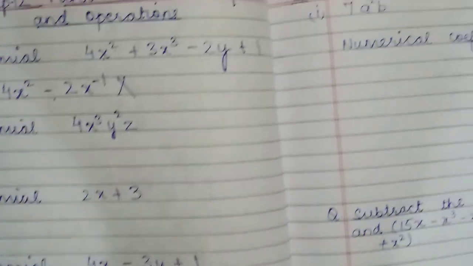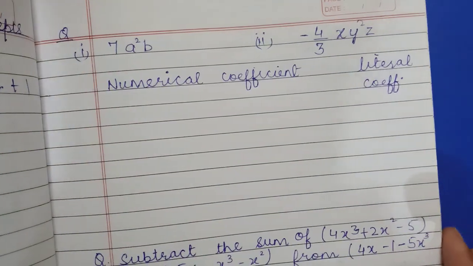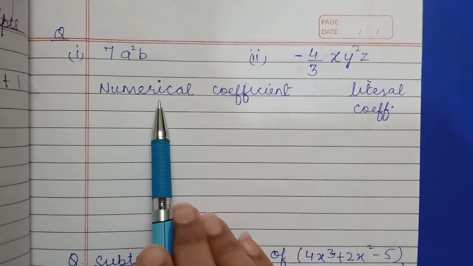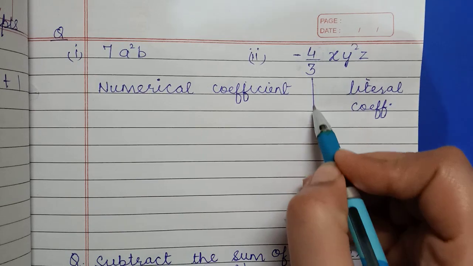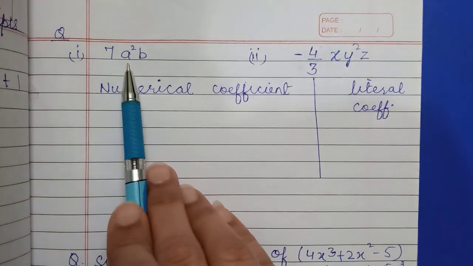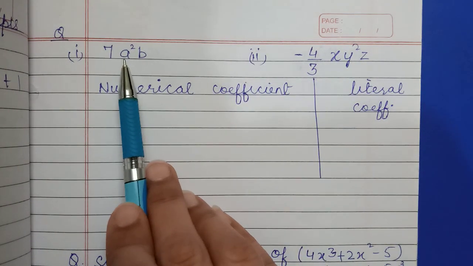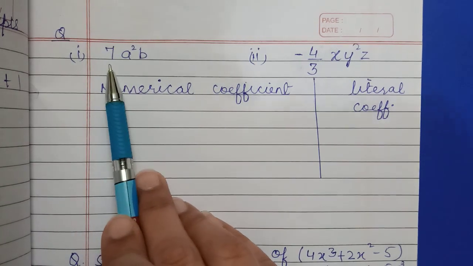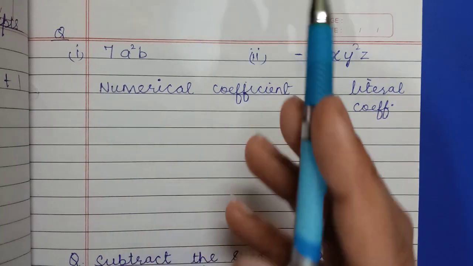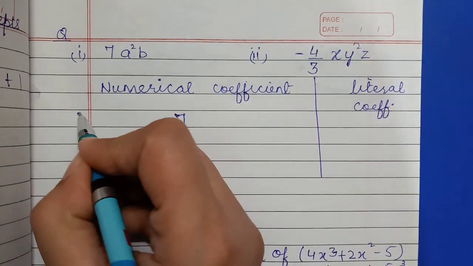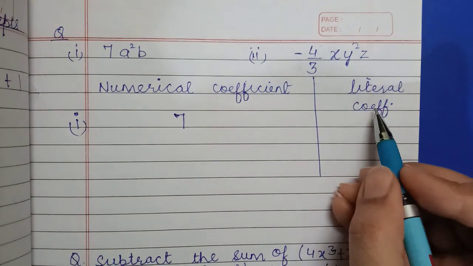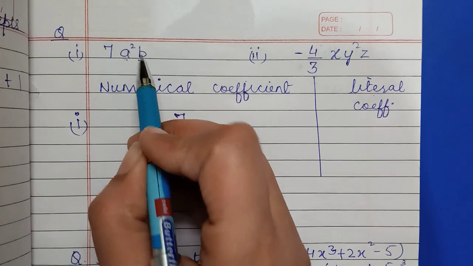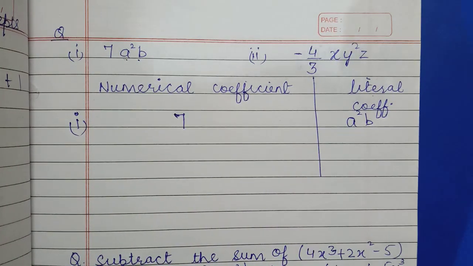Alright. After that, we have to find the numerical coefficients and the literal coefficients. Two types of coefficients are there. Like I have written the first question, we have to find the numerical and literal coefficient. Numerical coefficient is that which is the numerical value. Like here 7 is the numerical value, so we will write the numerical coefficient for the first part is 7. And literal coefficient is this part which is remaining, that is a square b is the literal coefficient.